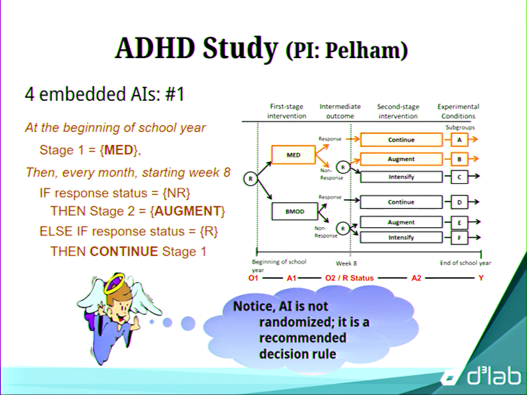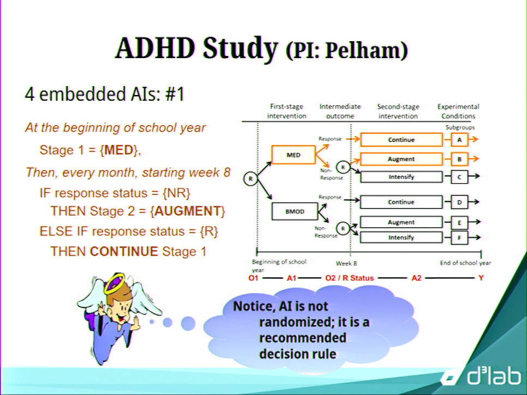In this SMART, there are 4 embedded adaptive interventions. Now you already know what an embedded adaptive intervention is. That's the first one. Start with medication, continue for responders, and augment for non-responders. Participants in cells A and B are consistent with this embedded adaptive intervention, right?